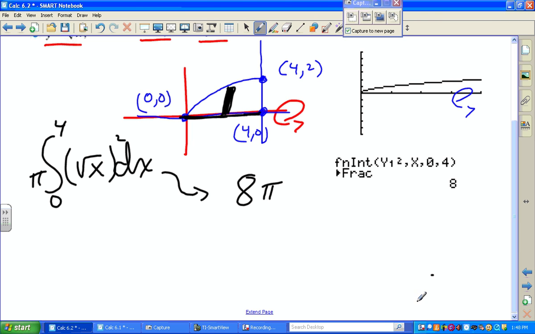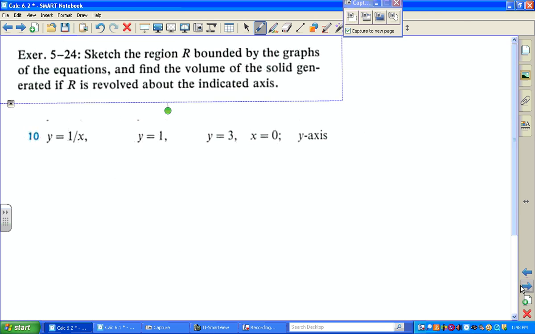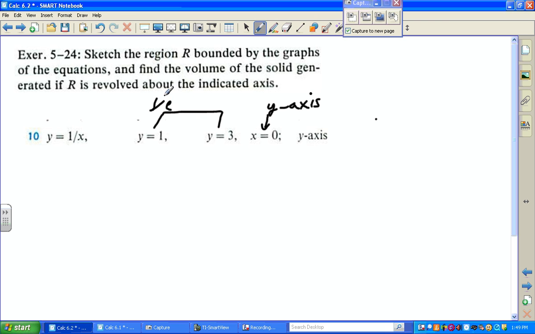All right. Let's try another one. These are fun. Y equals 1 over x, y equals 1, y equals 3, x equals 0, the y-axis. FYI, based on past experience, x equals 0 means the y-axis. Y equals 3 and y equals 1 means horizontal lines.